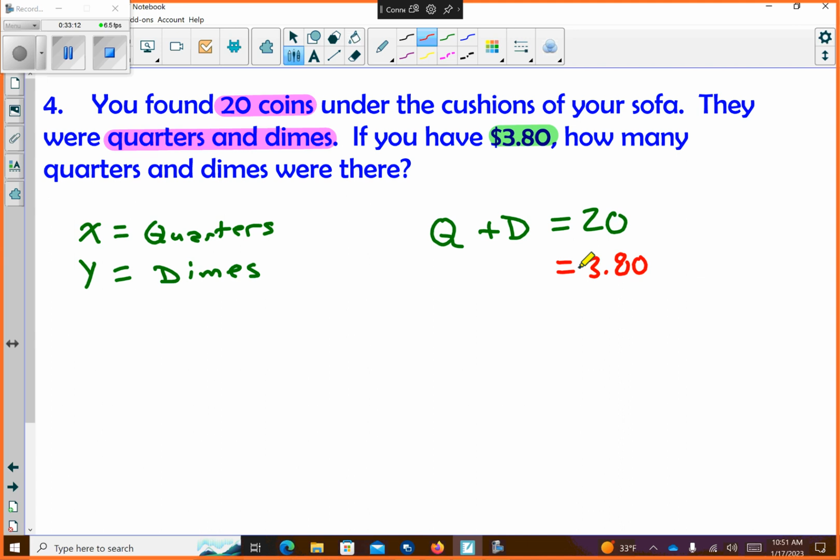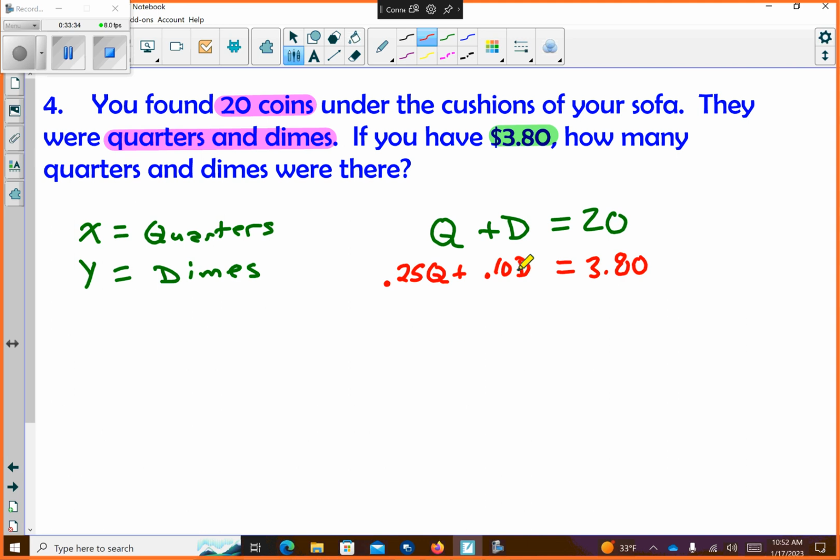Friends, how much is a quarter worth? 25 cents. And 25 cents as a decimal is 0.25. And friends, how much is a dime worth? 10 cents, so 0.1 dimes. Okay? There's my two equations.